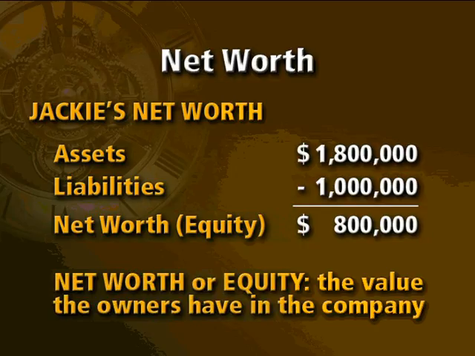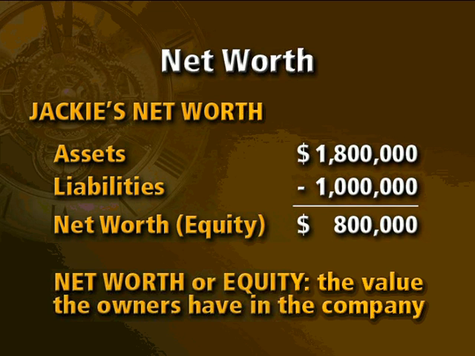Net worth effectively means if you were to take the assets and sell them for book value and use the proceeds to pay off the liabilities, what's left over? Keeping in mind assets' book value may often differ from market value, but we'll get into that shortly. So Jackie's net worth at the end of last year, since she has $1.8 million in assets and $1 million in liabilities, was $800,000.